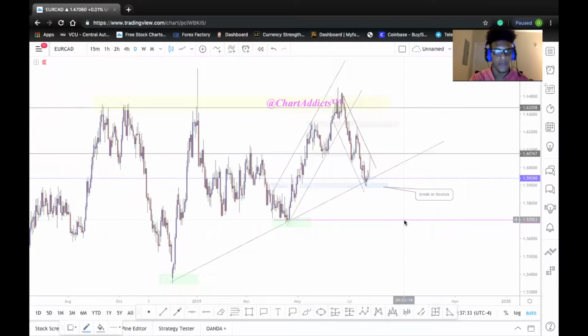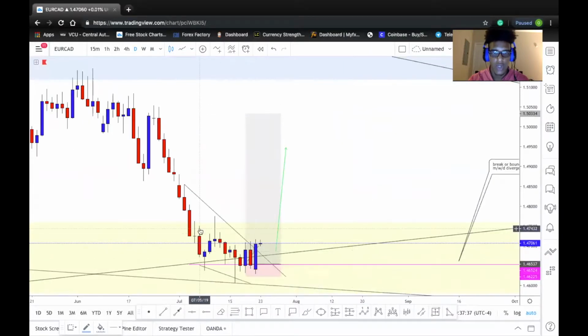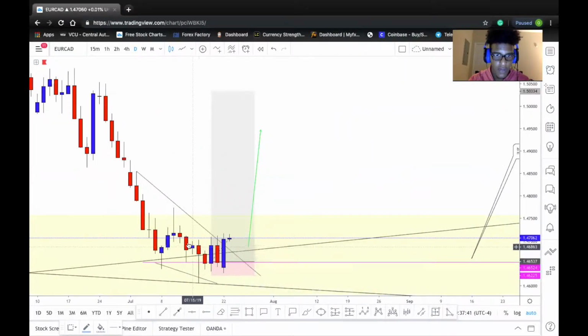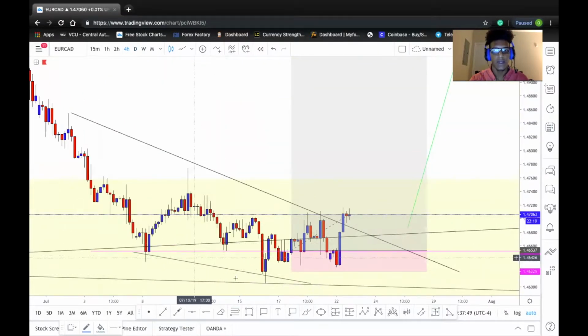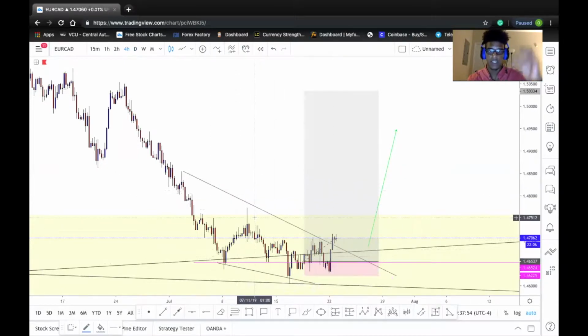EURCAD, really liking this pair. We did have a strong daily close that engulfed the last almost 5 days, I believe. So just scaling down to the 4-hour, it looks like it is making this inverted head and shoulders. We did break out of this pennant formation, this triangle, so we're squeezing price down, and essentially we do see a potential inverted head and shoulders forming.